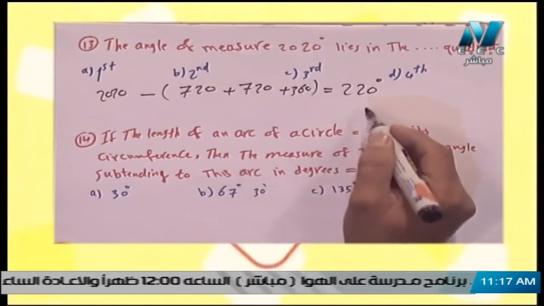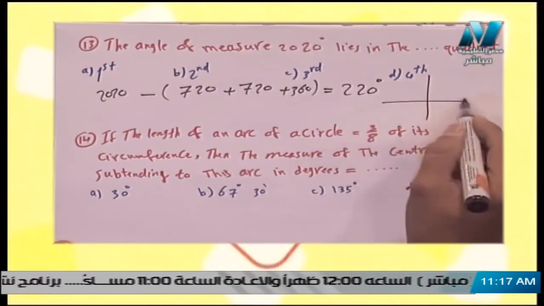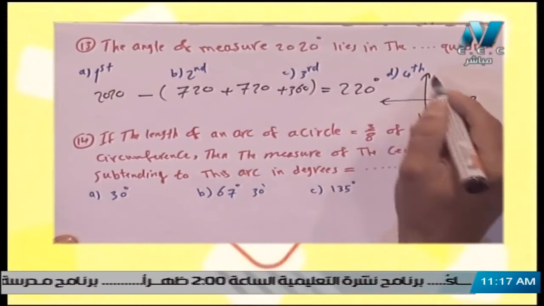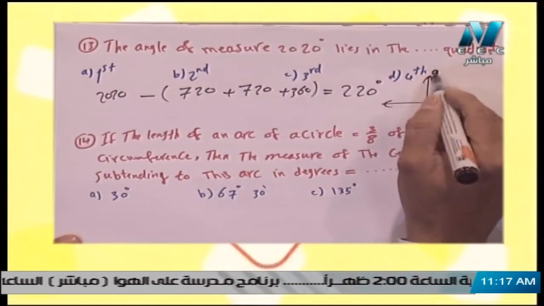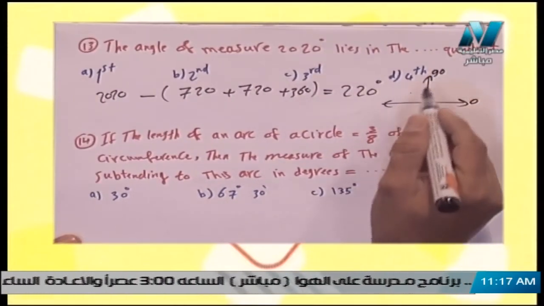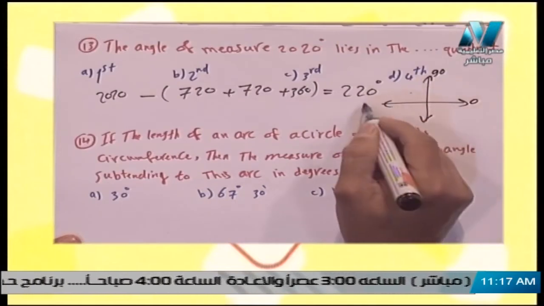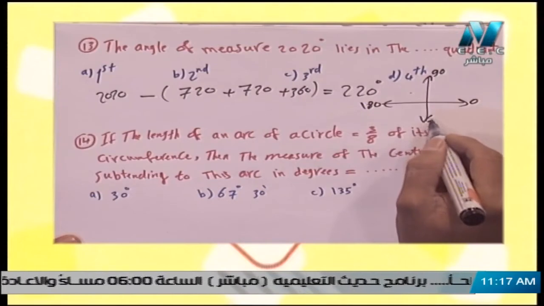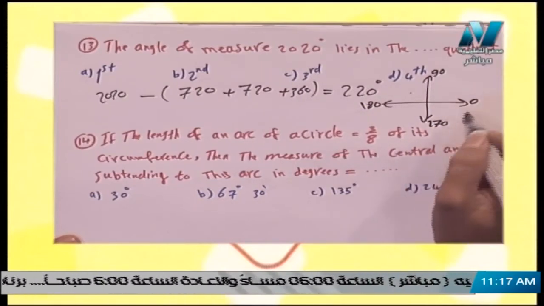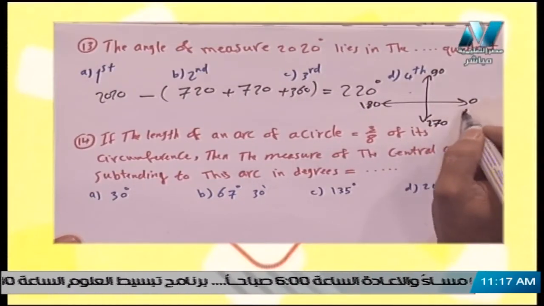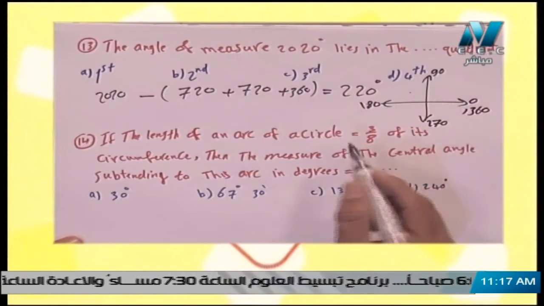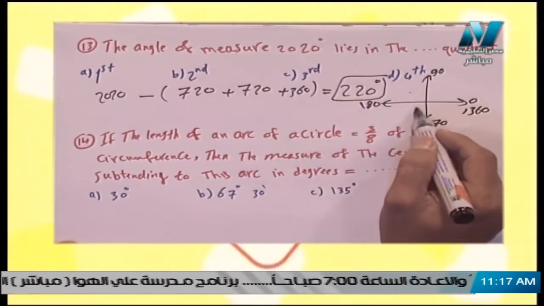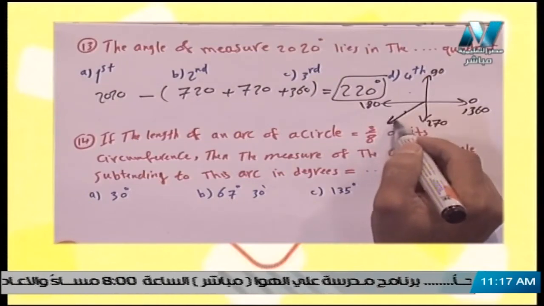Okay, 220, which quadrant does it lie in? We have the first quadrant here between 0 and 90. The second one is between 90 and 180. The third quadrant is between 180 and 270. The fourth is between 270 and 360. So this angle lies where? Of course, it lies in the third quadrant.